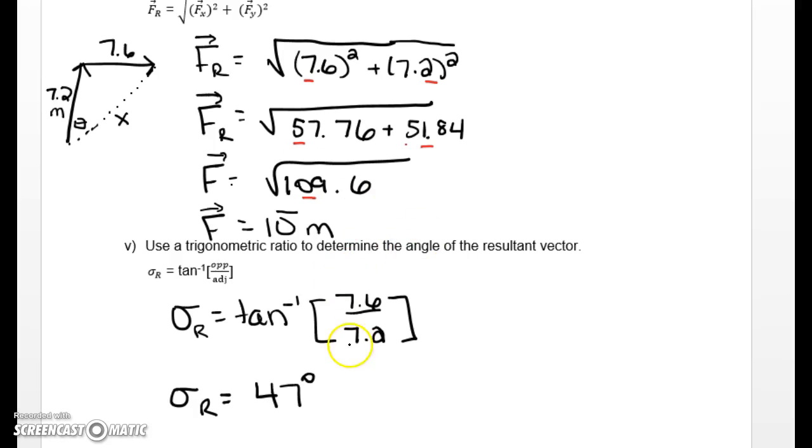So from this, we can say that the player advanced 10 meters, and our direction here is we're going up and to the right, which means we're going north 47 degrees east. So did the player advance? Well, yes, they did. They advanced 10 meters northeast.